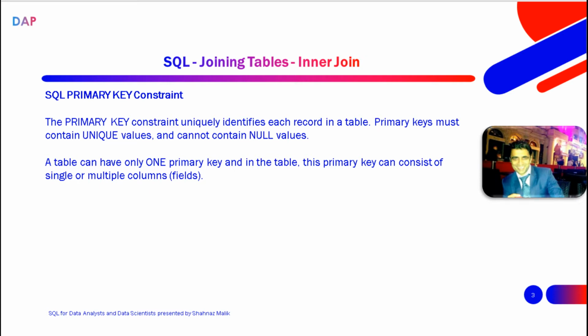If you find a column which is unique across the records, that's fine. But if you can't find a column which is unique and can identify your records, then you can create a multiple-column primary key.